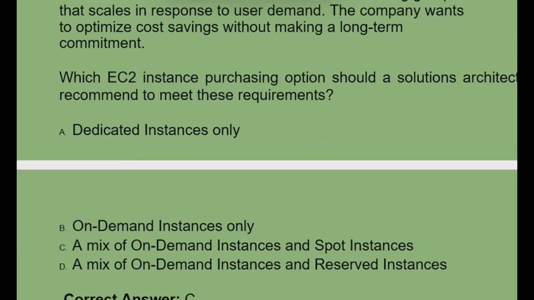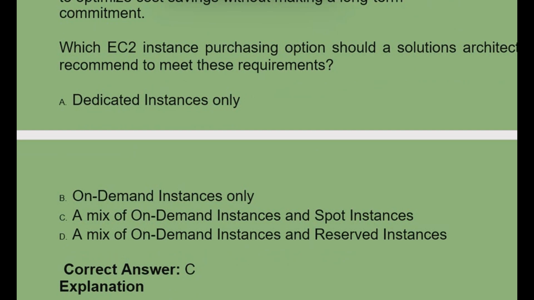Option A. Dedicated instances only. Option B. On-demand instances only. Option C. A mix of on-demand instances and spot instances. Option D. A mix of on-demand instances and reserved instances. Correct answer is option C.